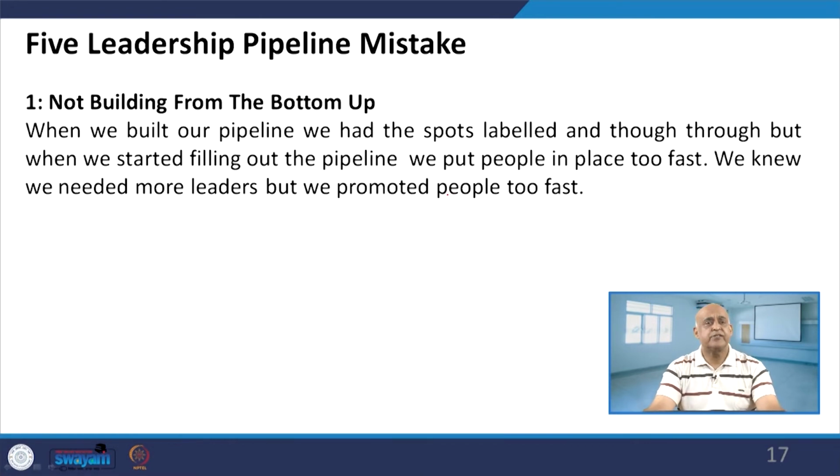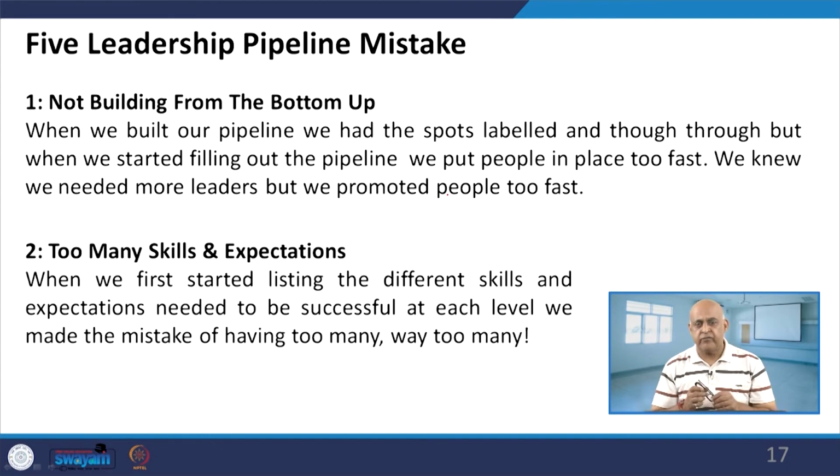So, where does leadership fail to do this? Not building from the bottom up. When we built our pipeline we had the spots labeled, but when we started filling the pipeline we put people in place too fast. We knew we needed more leaders, but we promoted people too fast. That type of mistake is to be avoided. Too many skills and expectations: listing the different skills and expectations to be successful at each level, we made the mistake of having too many.